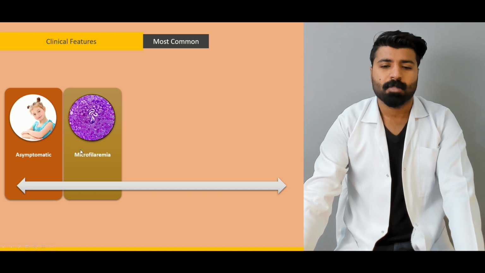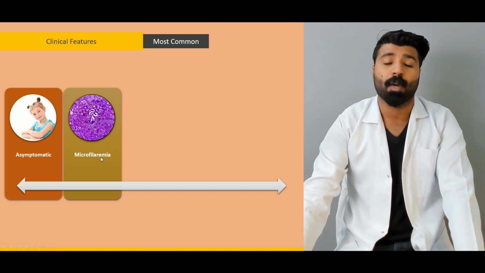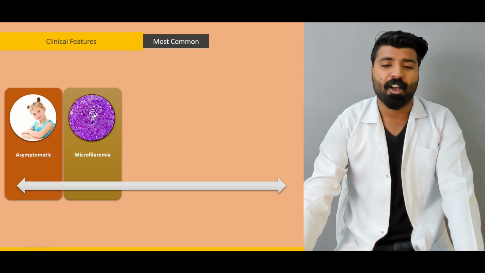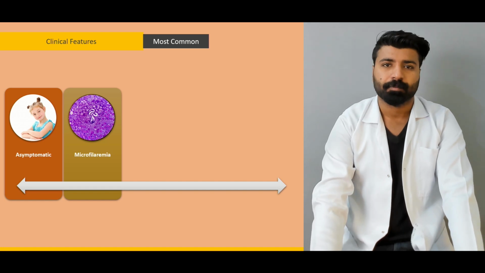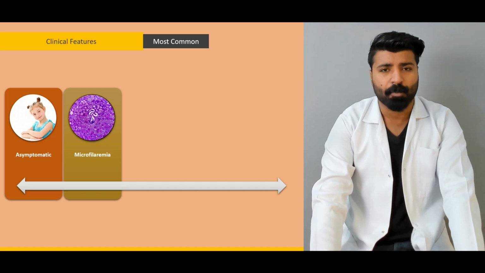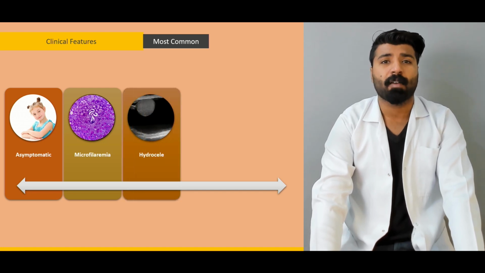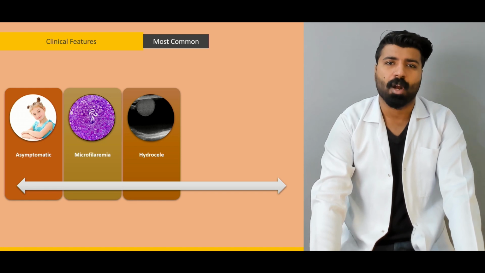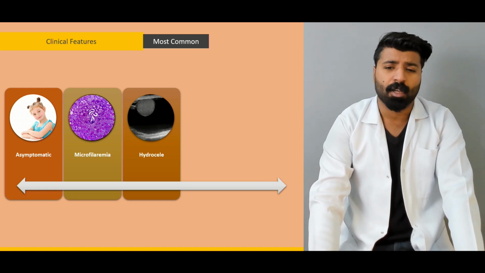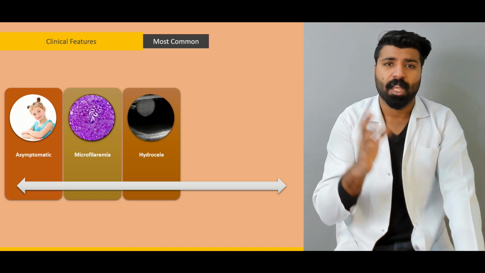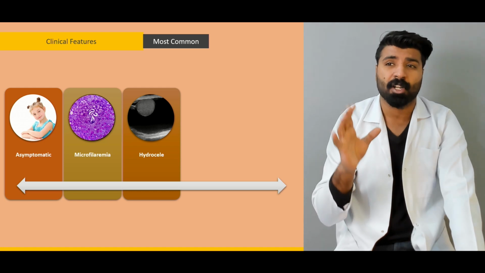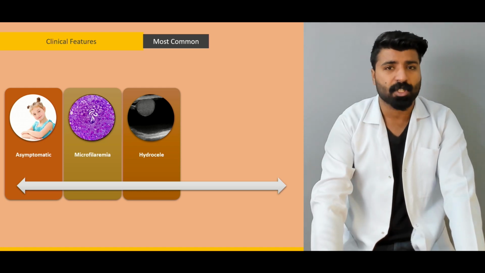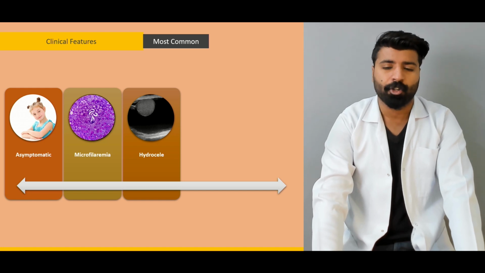microfilaremia. We have talked about microfilaria. What is microfilaremia? The presence of microfilaria in your blood is called microfilaremia. So the most common clinical feature will be the presence of microfilaria in your blood specimens. Next on, you have the hydrocele, the presence of water around it. We have seen a picture of hydrocele, in which inflammation was there. It was due to lymphatic obstruction and accumulation of water. So hydrocele is going to be one symptom in the male population, obviously.